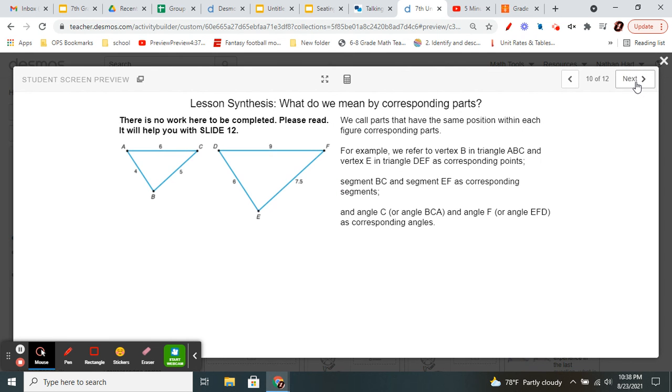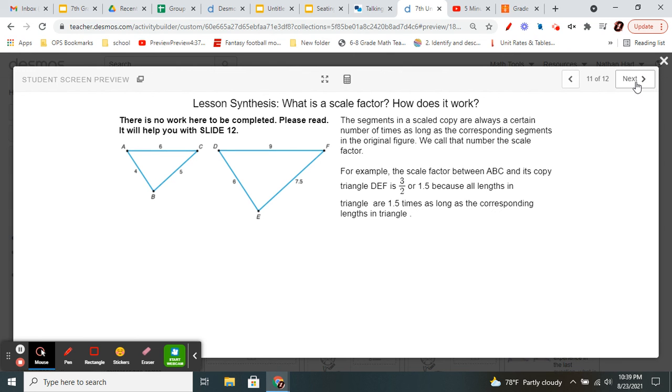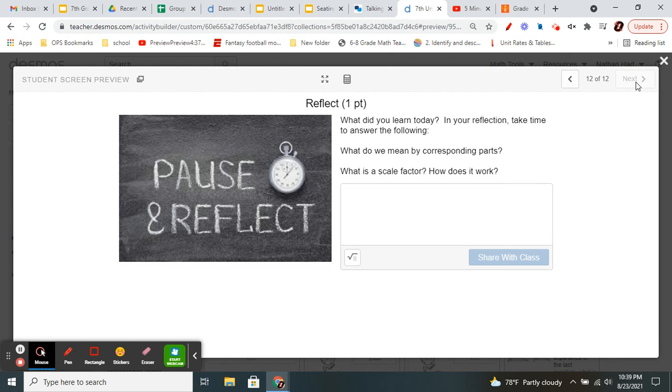9, 10, and 11 are just things I want you to read. Because on 12, you're going to write a paragraph about corresponding and scale factor. Okay. And that's the lesson on Desmos.